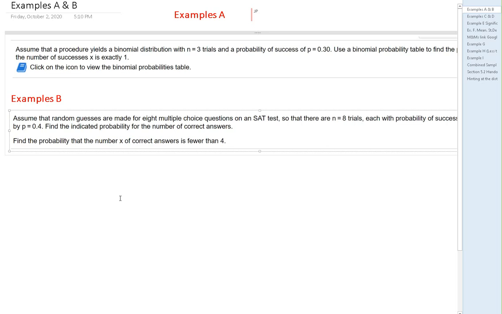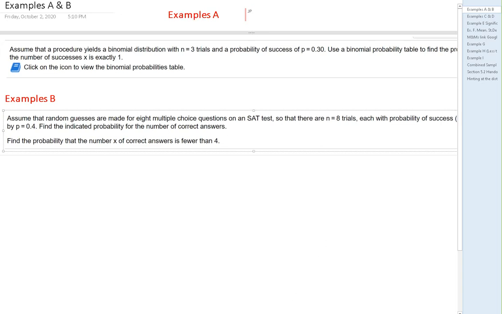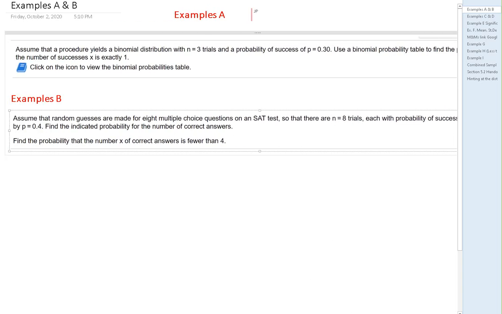So moving on down to example B, it says, assume that random guesses are made for 8 multiple choice questions on an SAT test. So there are 8 trials, each with a probability of success given by 0.4. That doesn't sound right. It sounds like there's like 2 right answers out of 5. But let's see if that passes our test for being a binomial random experiment. So this is example B.